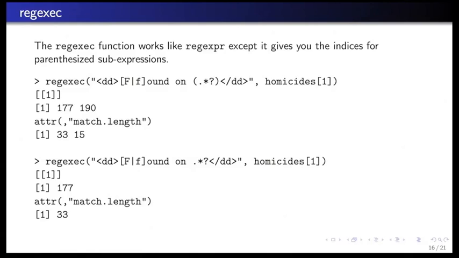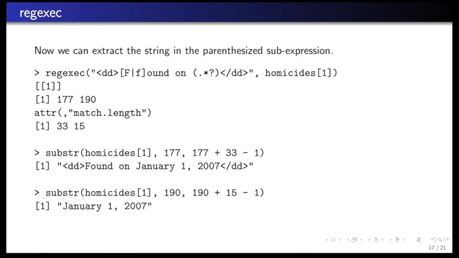So how does this work in practice? I can match this pattern in my string. I'll just take the first one. You've seen this already. Now you can see that if I just take the substring that's 177 plus 33, I get the whole match. But the parenthesized sub-expression here starts at 190 and it goes on for 15. That's this part here. That's the date. So that's exactly what I need.